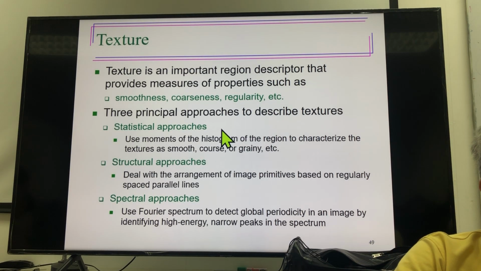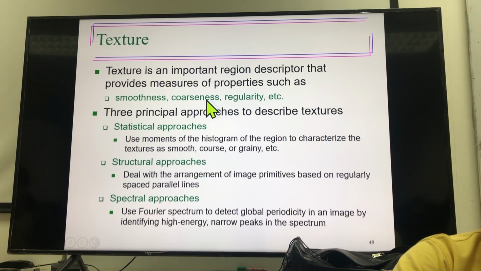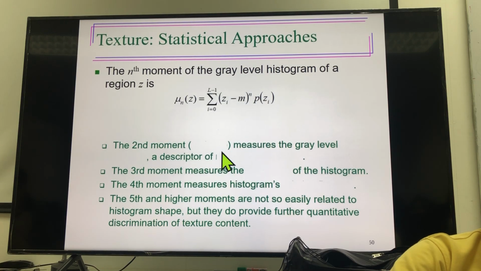Last is the texture. Texture is used a lot to describe the regions of the objects. Basically, texture can be complicated, to measure the smoothness or the curviness or the regularity of the surface. There are 3 different approaches: the statistical approach, the structural approach, and the spectral approach. We're going to talk about just the statistical approach, which is this one.